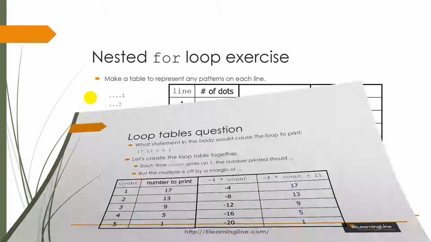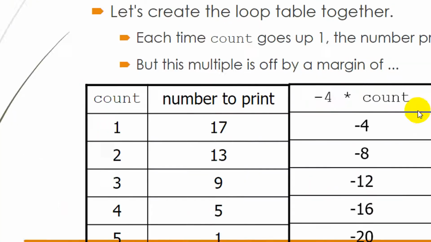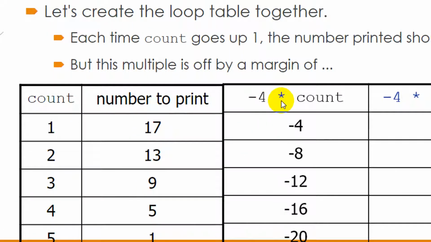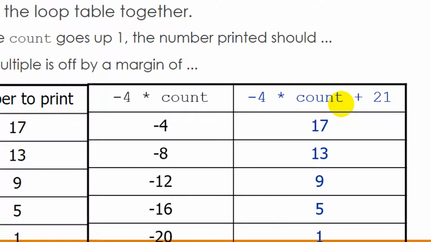So now just go ahead and review this program, right? And you will notice what the expectation is. The count number to print is minus 4 times count plus 21. And that will give you 17, 13, 9, 5, and 1, right? So that's the easiest thing.